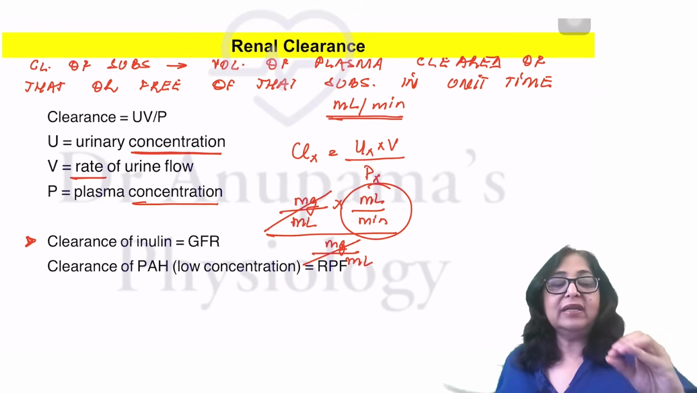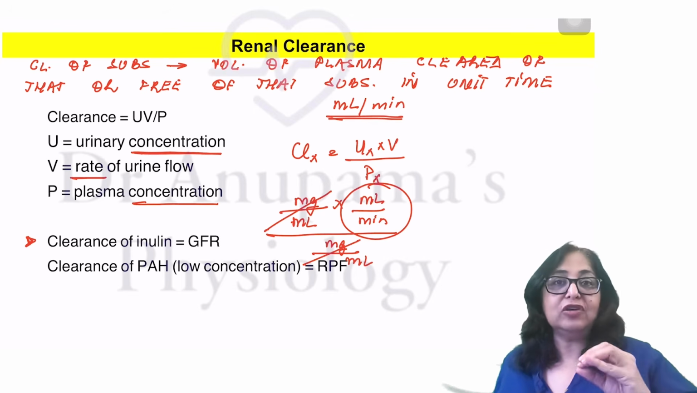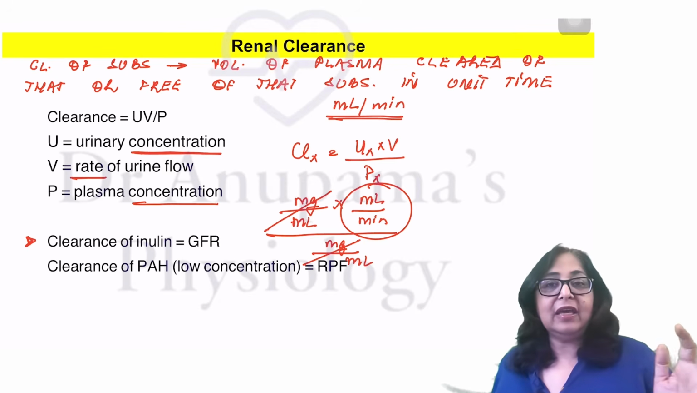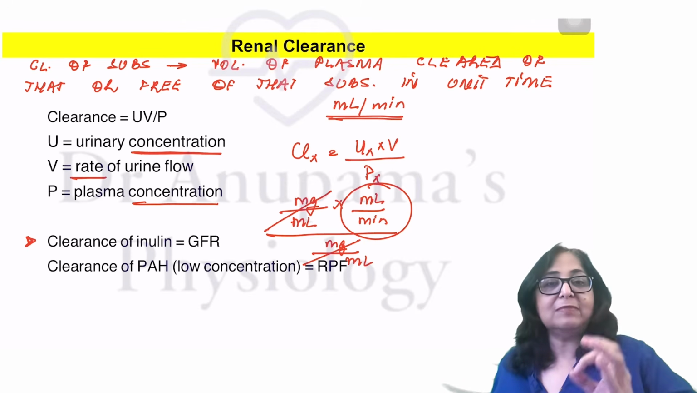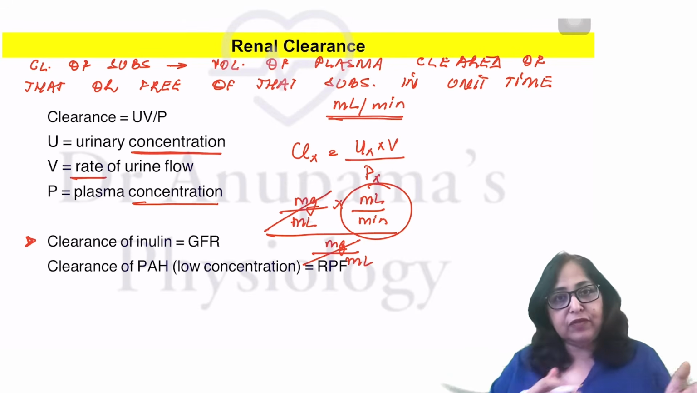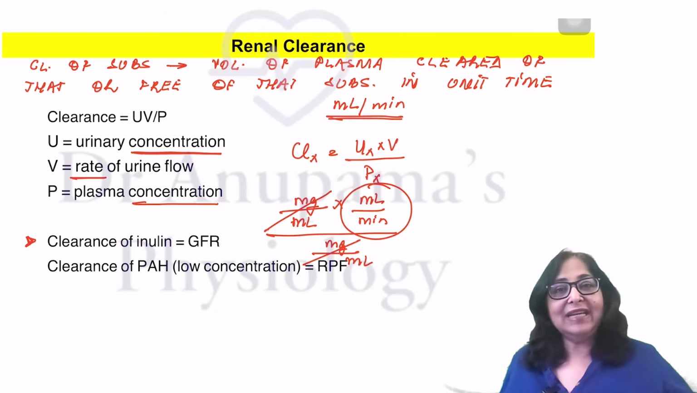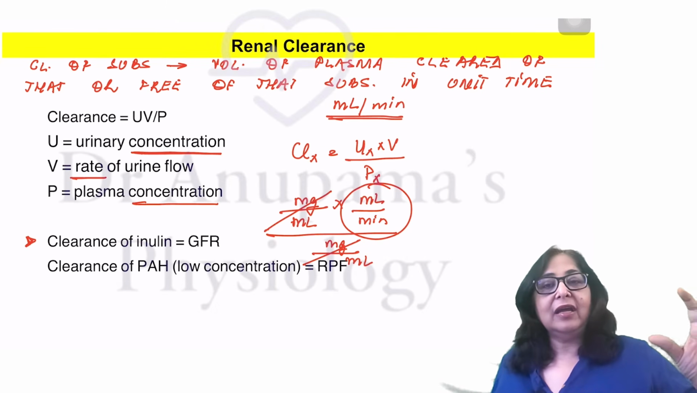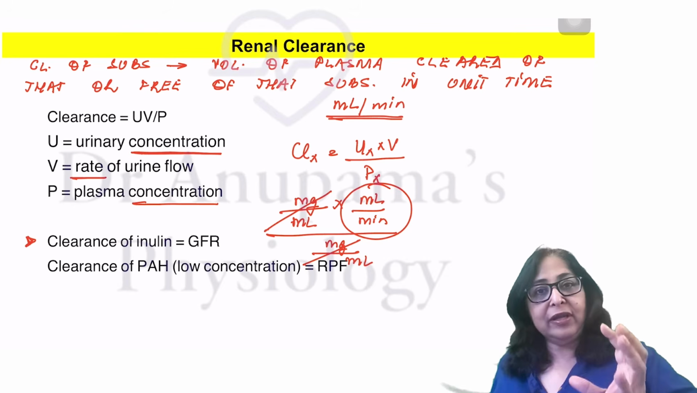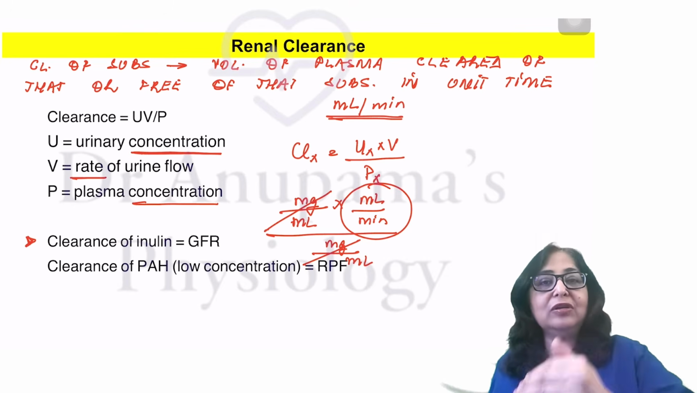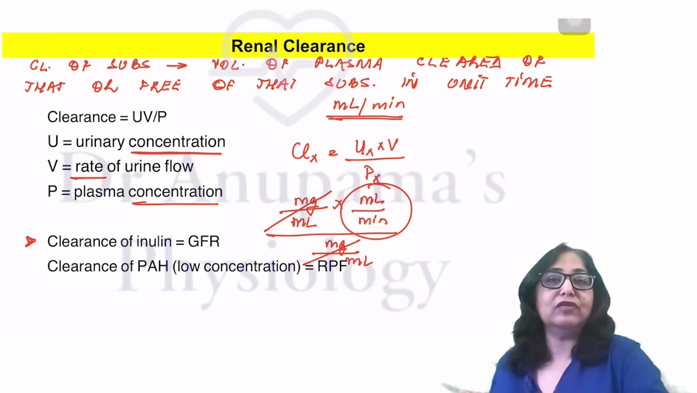This is because inulin is a substance which is freely filtered, not reabsorbed, not secreted. That means the only process by which inulin is removed from the plasma is by the process of filtration. So the rate at which the inulin is being cleared from the plasma, or the clearance of inulin, will be equal to the glomerular filtration rate.